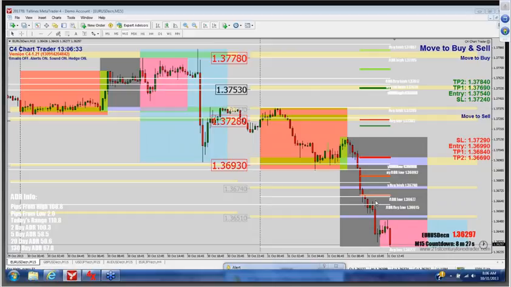Has the channel been broken? Yep, it sure has. We've broken below 37.28, and we pretty much stayed below there. So the channel has been broken, yes.